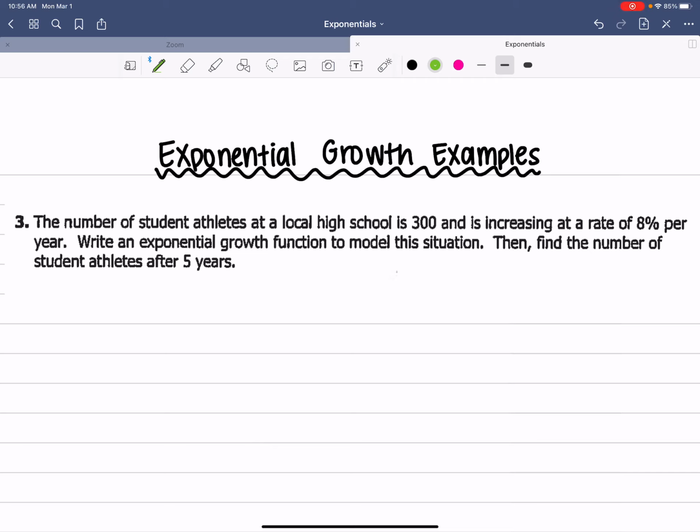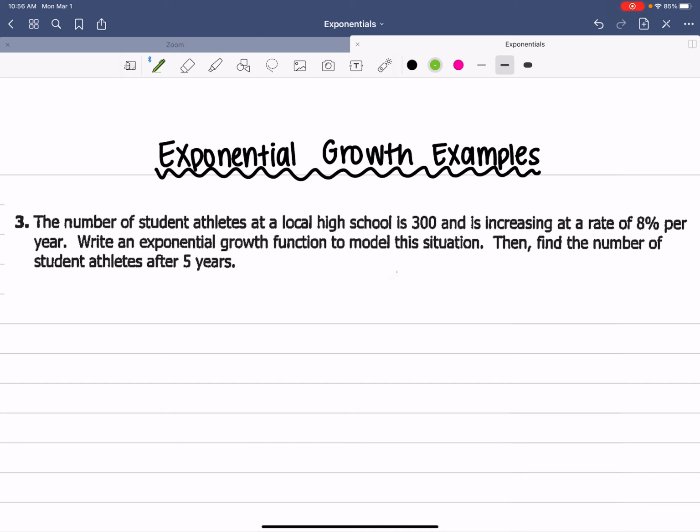The number of student athletes at a local high school is 300 and is increasing at a rate of 8% per year. Write an exponential growth function to model the situation, then find the number of student athletes after 5 years.